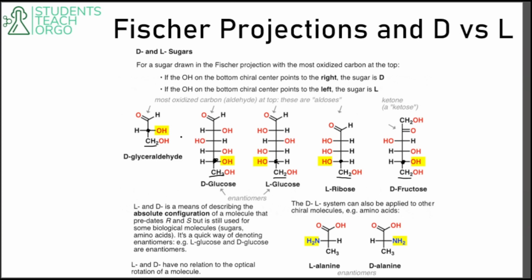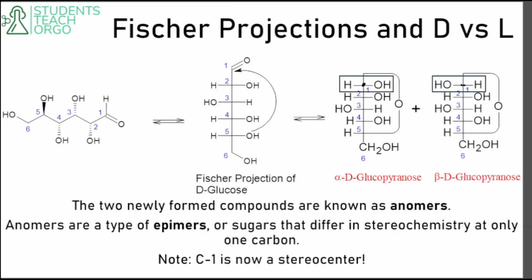You can do the same thing with amino acids. If you draw the Fischer projection of an amino acid, if it's on the right, it's a D. If it's on the left, it's an L. So it has no relation to R and S. All right, so let's go over the different types of projections we can see here.